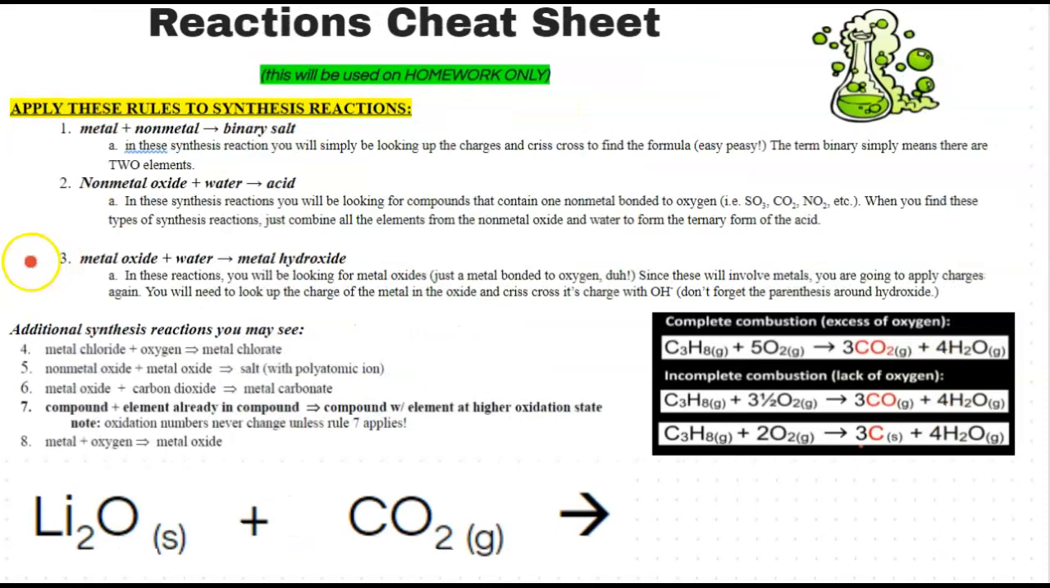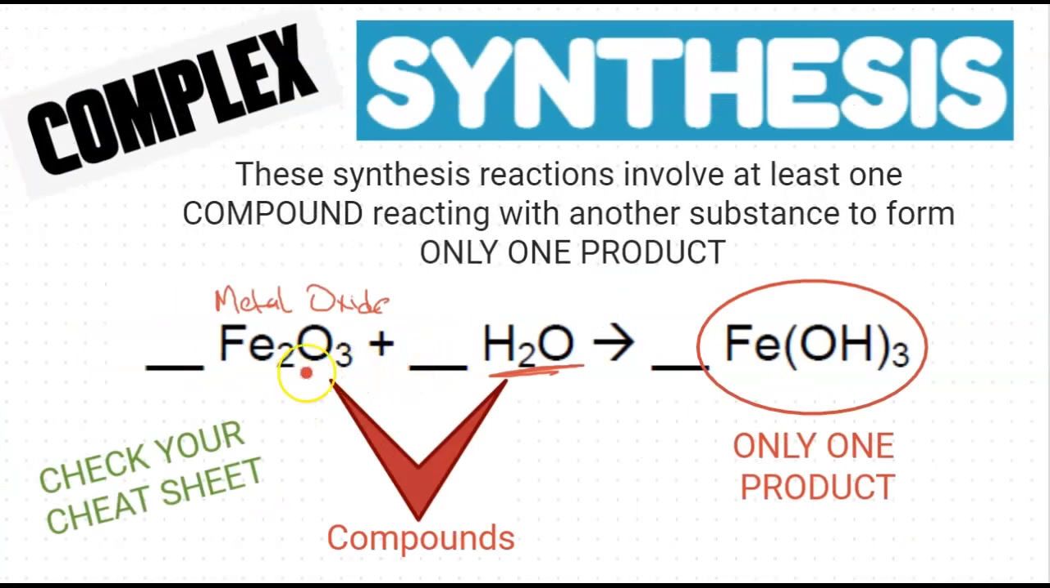So I go down and look at number 3. Number 3 has a metal oxide and water. Well, lo and behold, that matches what we're working with, and it tells me I should have a metal hydroxide as the answer. So when you have the metal oxide and water, you get the metal hydroxide as a product.